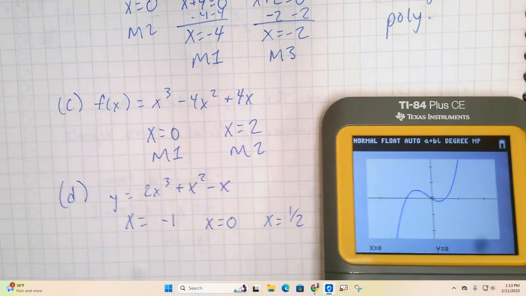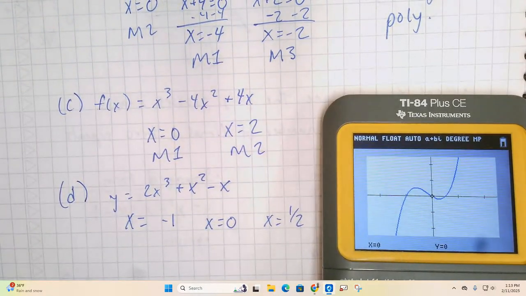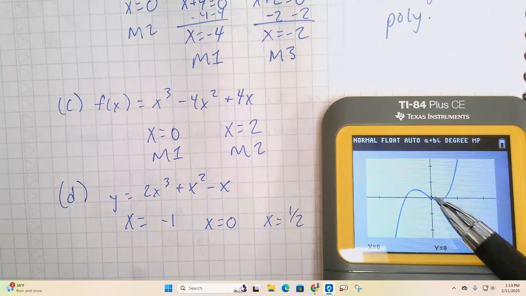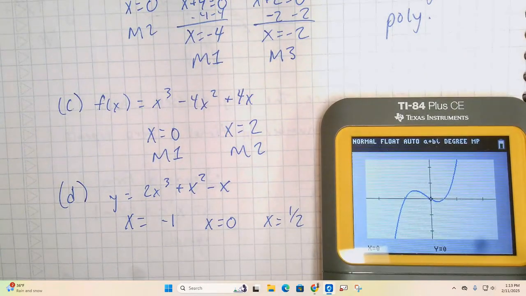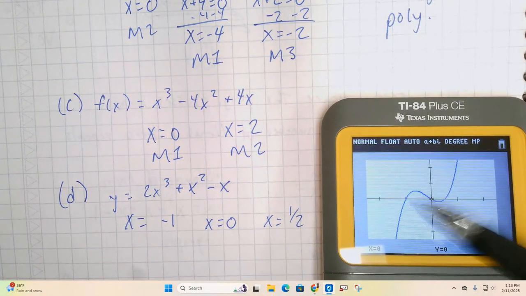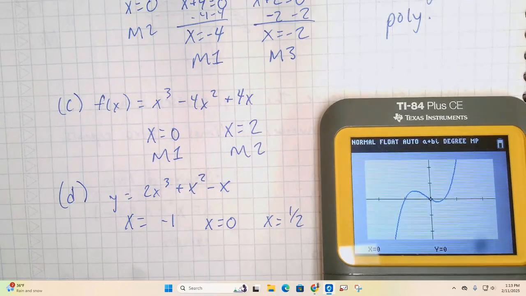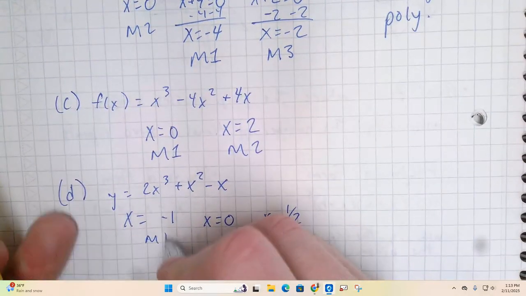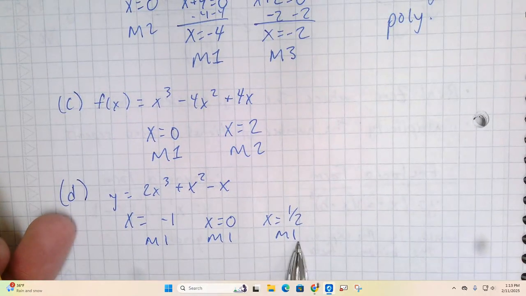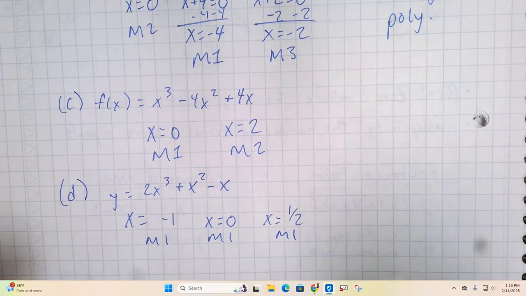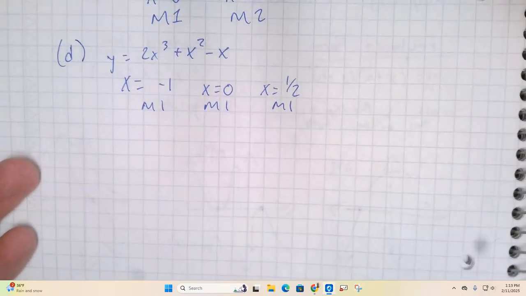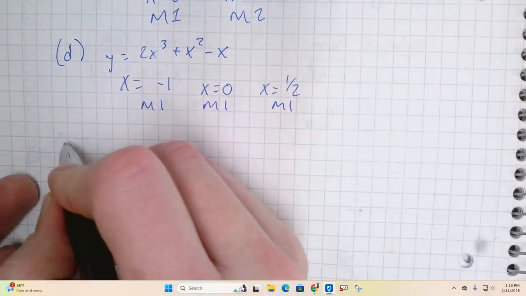And let's check our multiplicities. So it looks like we are just going through one time. You're not bouncing off or anything like that. You're literally just going through the x-axis at -1, at 0, and at 1/2. So that would be a multiplicity of 1, multiplicity of 1, multiplicity of 1. And this is a third degree. It's raised to the third power, so that checks out. And it makes it more likely, if you're checking it that way, that you're getting the proper solutions.